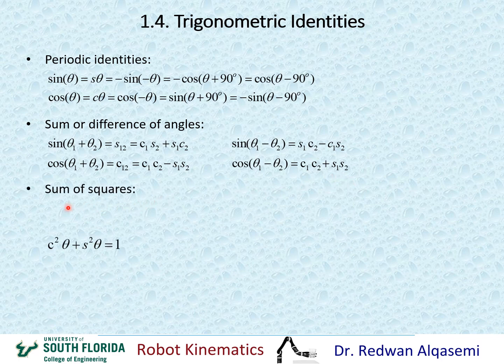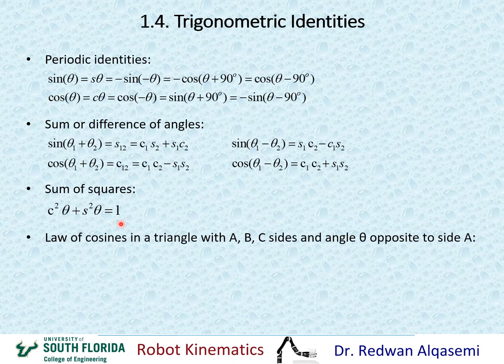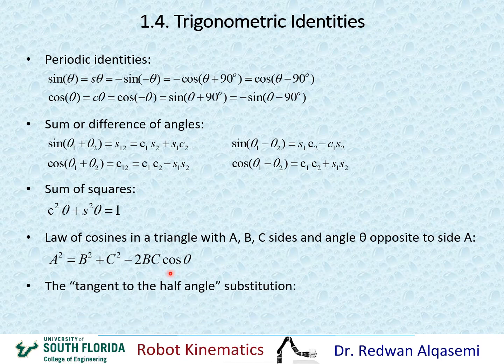Now let's look at the sum of squares. Cosine squared of theta plus sine squared of theta equals 1. And then the law of cosines in a triangle with sides A, B, C. The length of the sides is A, B and C, and the angle opposite to side A is theta. In this case, we can say that A squared equals B squared plus C squared minus 2BC times cosine theta.